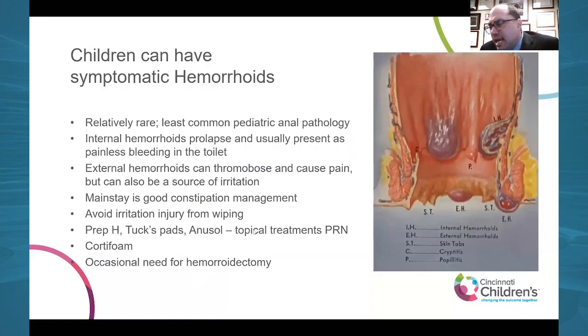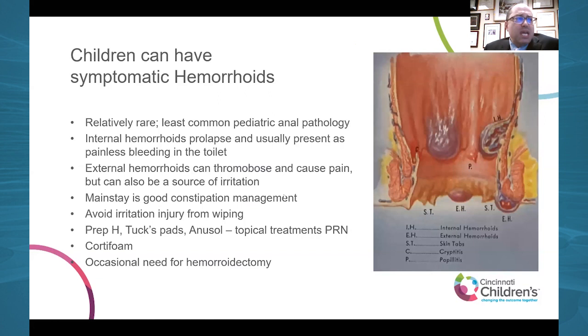What about common adult anal pathologies? Like hemorrhoids are really common in adults. Do we see that in kids? We get, I don't know, maybe about a dozen kids referred in a given year for hemorrhoids. Maybe 1 to 2 of them might actually be hemorrhoids. And so relatively rare. It is one of the least common things that I'll get called about.